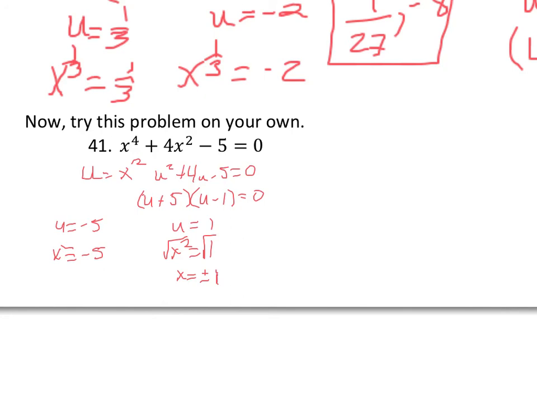Okay, what about over here? What if I square root both sides? Yeah, we're in trouble, correct? Yep. That doesn't work. That's an extraneous solution. So our answers are plus or minus 1.